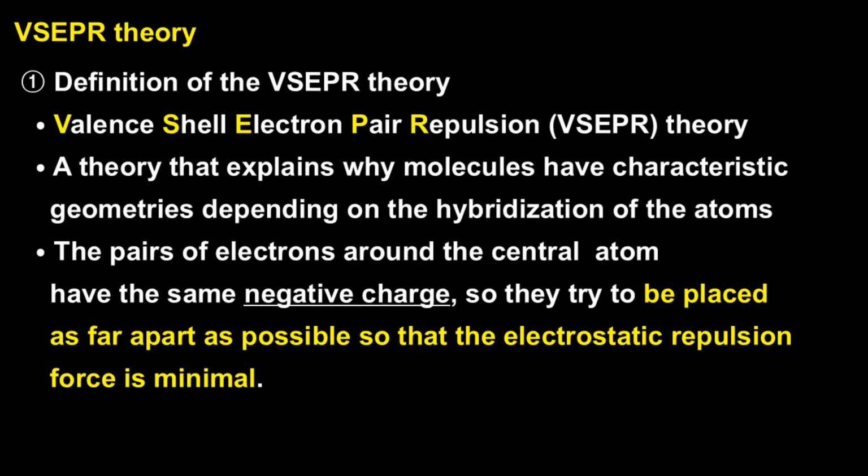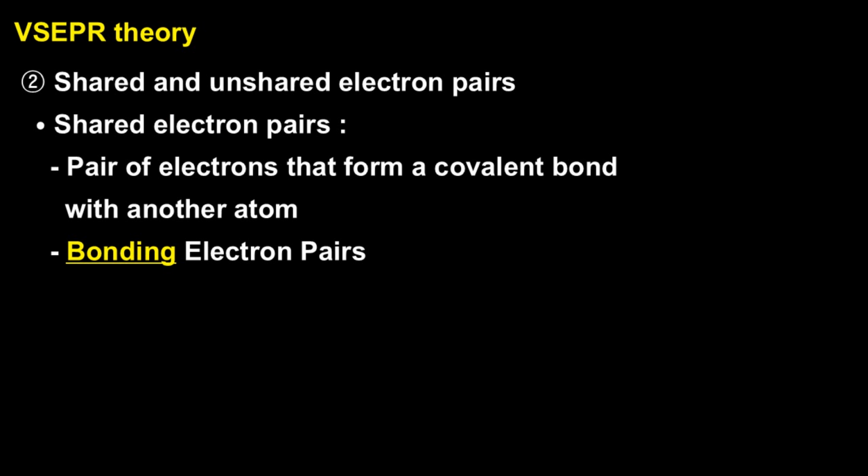Take beryllium chloride, BeCl2, for example. The central atom, beryllium, is bonded to two chlorine atoms, so there are two bonding electron pairs. To keep repulsion at a minimum, these two pairs push away from each other and end up on opposite sides. That gives the molecule a linear shape with a bond angle of 180 degrees. This same logic applies to lots of other molecules too. Once we know how many electron pairs are around the central atom, we can start predicting what the molecule's shape will be. Now, let's take a closer look at the types of electron pairs.